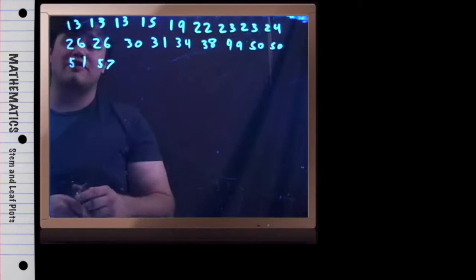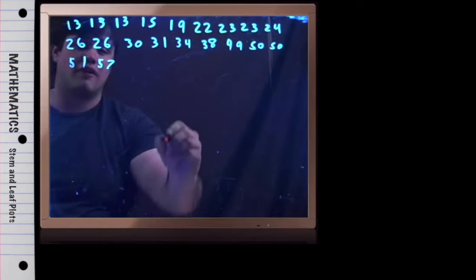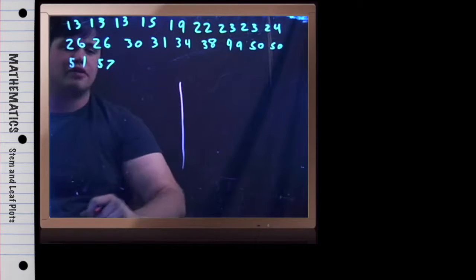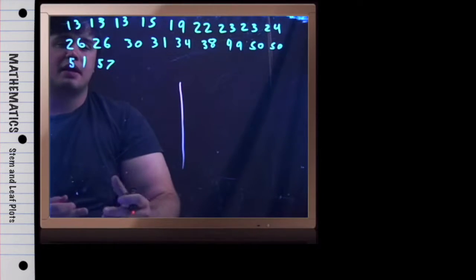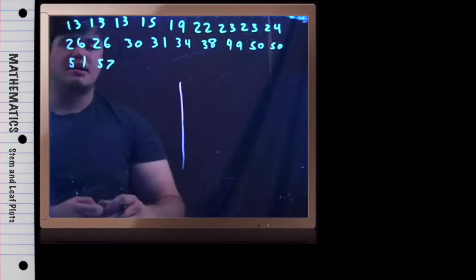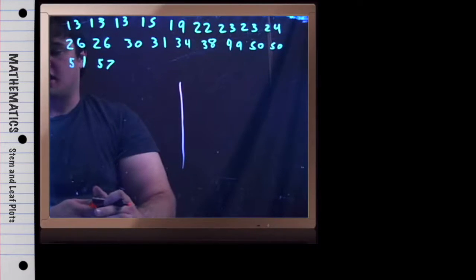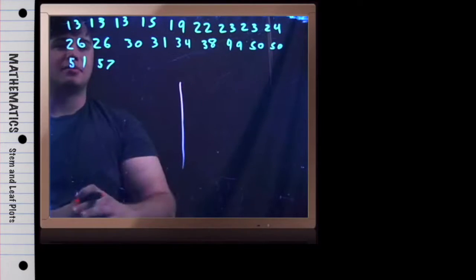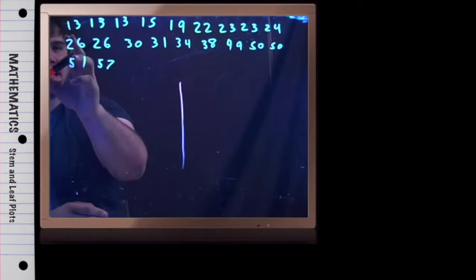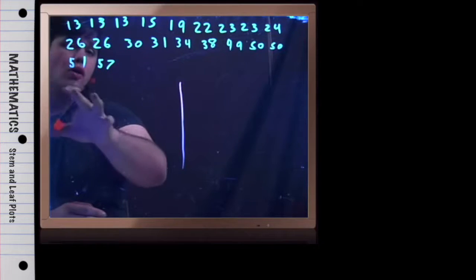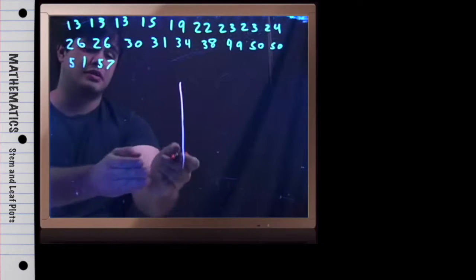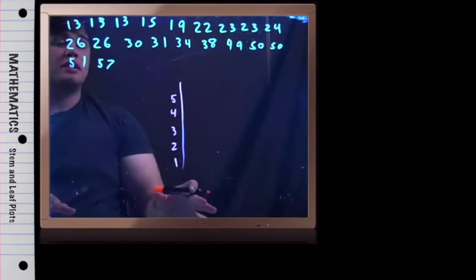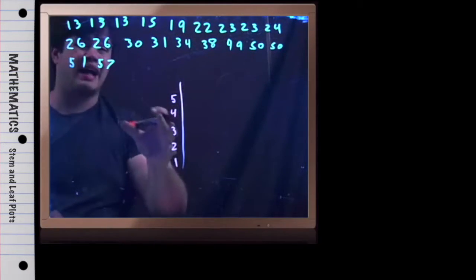The first part of making this is to draw a vertical line. One side of the vertical line is going to be the stem. The other side will be the leaves. The stem side of the plot is going to be the tens place of all the numbers. We can see that we have tens positions from 1 all the way up to 5. So I'm going to start from the bottom and count up to 5 from the top. From here we can start adding the leaves.